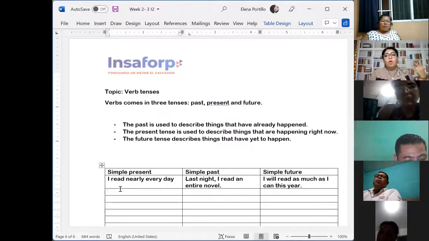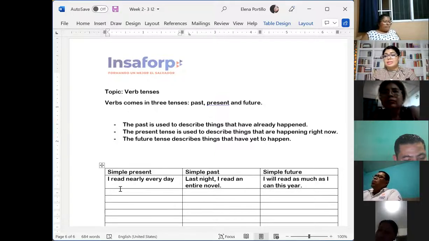And in the past, also is very simple because we have in this sentence the words last night that let us know that we are going to talk about the past, something that happened. And in the future, we are using the auxiliary, that is will. Then we can create another sentence.